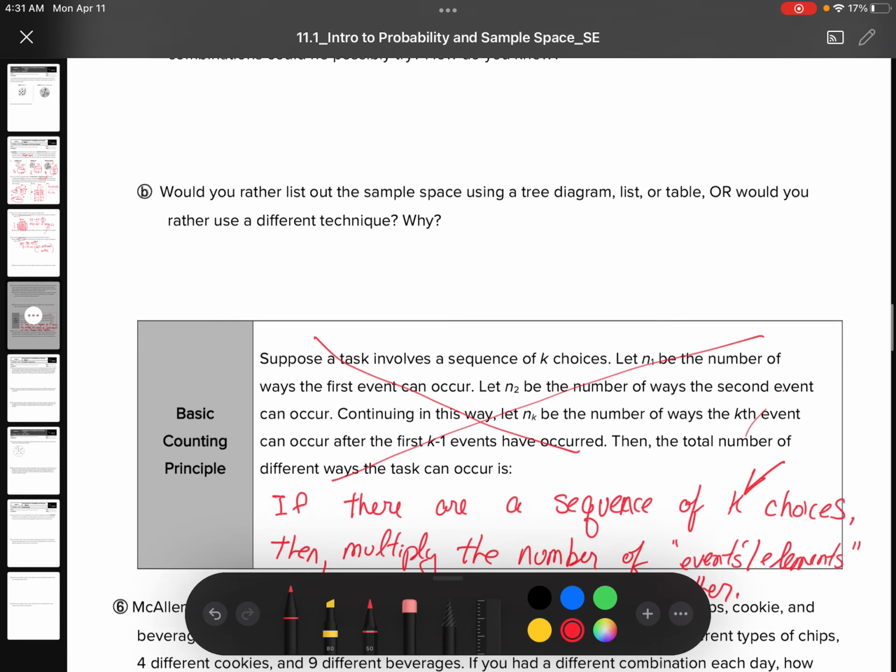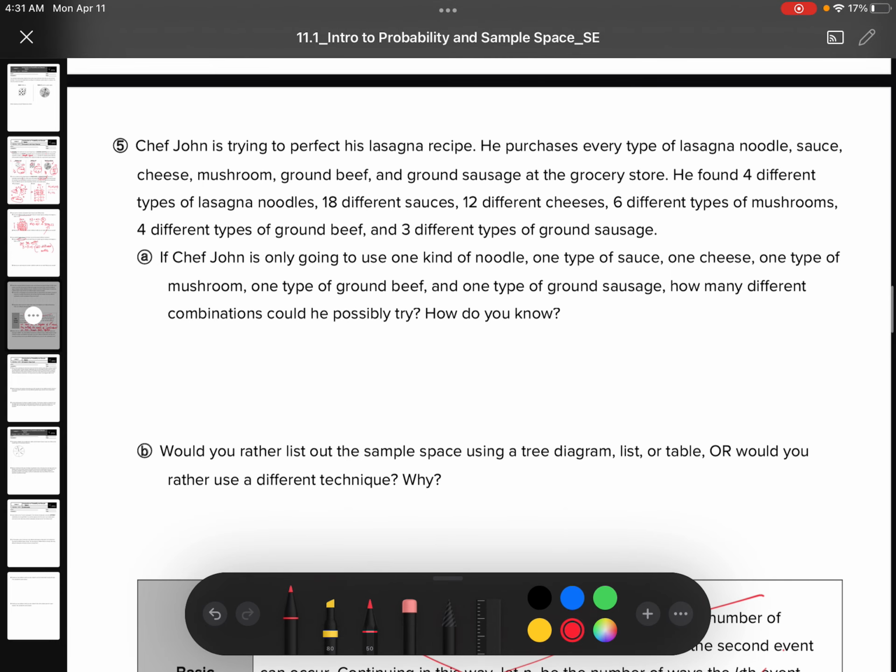So let's go up here. Chef John is trying to perfect his lasagna recipe. He purchases every type of lasagna noodle, sauce, cheese, mushroom, ground beef, and ground sausage at the grocery store. He found 4 types of lasagna noodles, 18 different sauces, 12 different cheeses, 6 different types of mushrooms, 4 different types of ground beef, and 3 different types of ground sausage. The question asks, if Chef John is going to use one kind of noodle, one type of sauce, one type of cheese, one type of mushroom, one type of ground beef, and one type of ground sausage, how many different combinations could he try? How do you know?